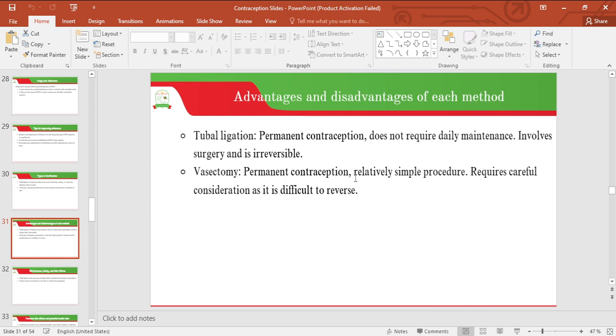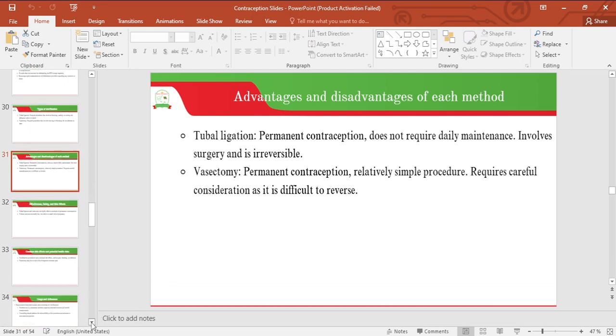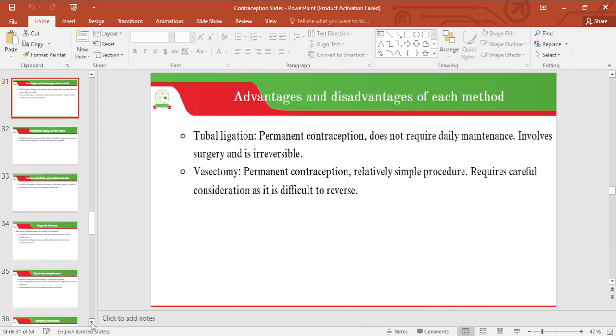Vasectomy is a permanent contraception, a relatively simple procedure, and it requires careful consideration as it is also difficult to reverse. So the man needs to be aware that when he is deciding to go in for a vasectomy, it means he is done with the issues of making a woman become pregnant.